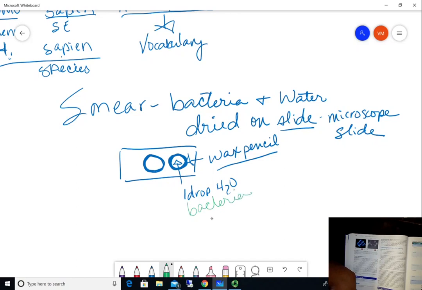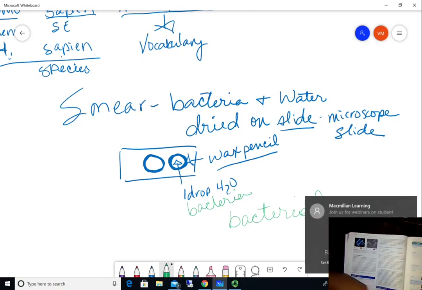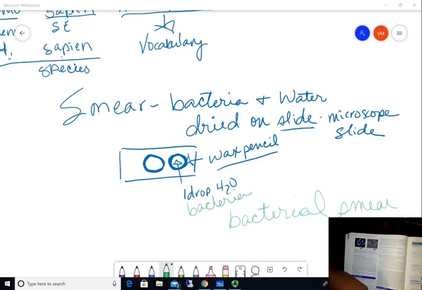And then we're just going to kind of swish it around inside the drop of water, inside the well, the circle. And then you let it dry. And it'll dry kind of a crusty white looking smear. So now we have what's called a bacterial smear. So now we have our bacterial smear, okay? And then we're going to have to do what we call fixing it, okay?